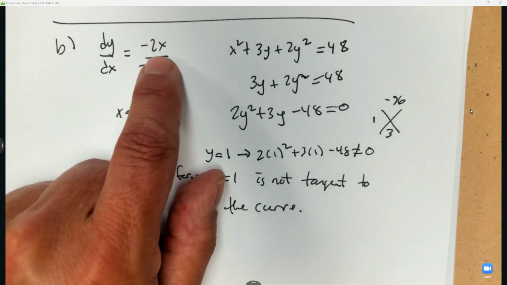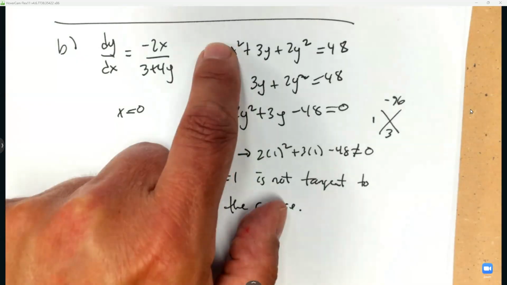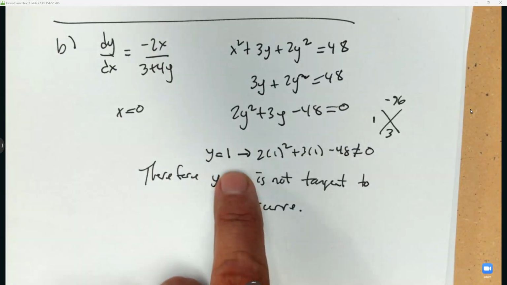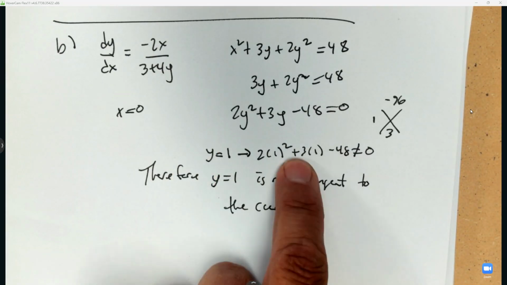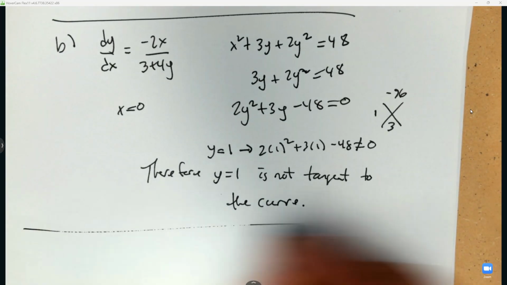So I recognized it's a critical value. When x equals 0, you have a critical value. I plug that in for x. If I plug in 1 for y, left side should equal right side if it's tangent. It does not, so therefore it is not tangent.